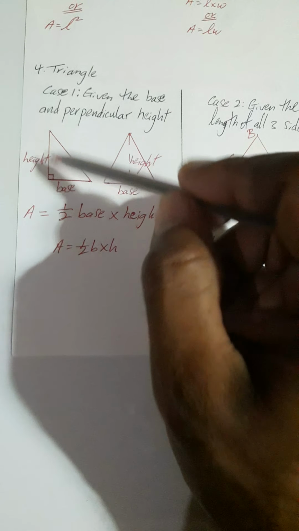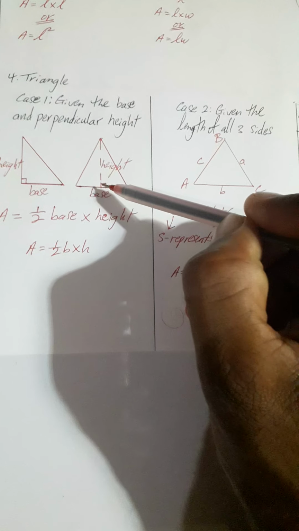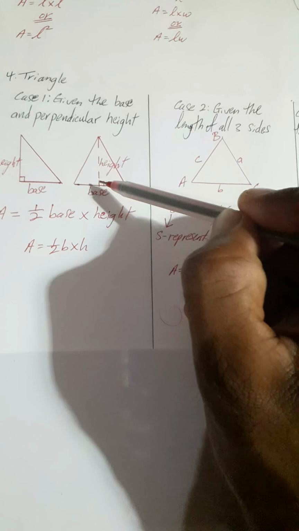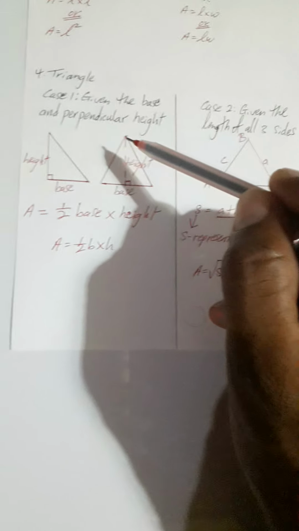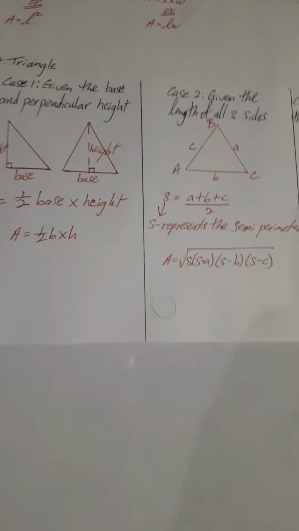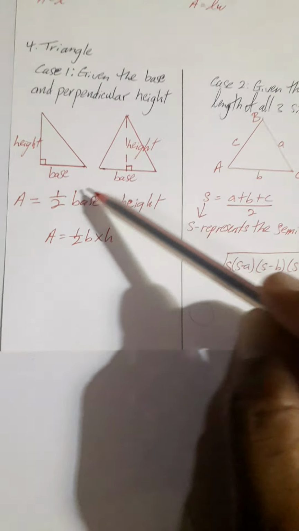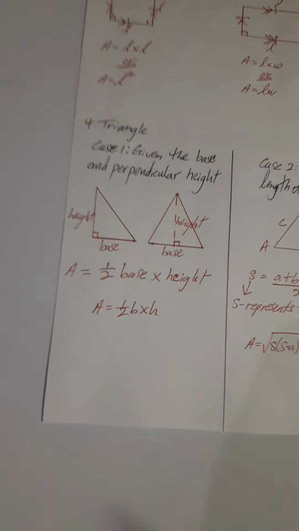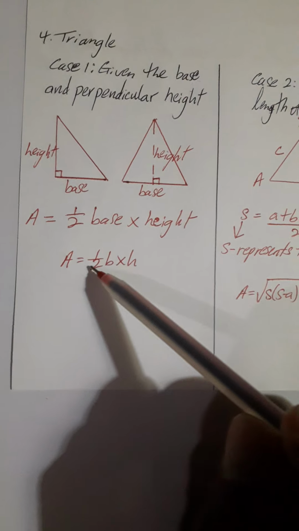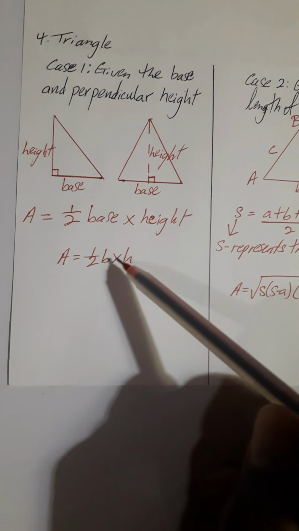So you might see a triangle like this, or you might have the perpendicular height like this, right? Perpendicular means that it goes straight up. Good. So if we are given the base and the height, we use the formula half base times height. Here we have the formula in words, but it's abbreviated here. Area equals half b times height, which means half times base times height.